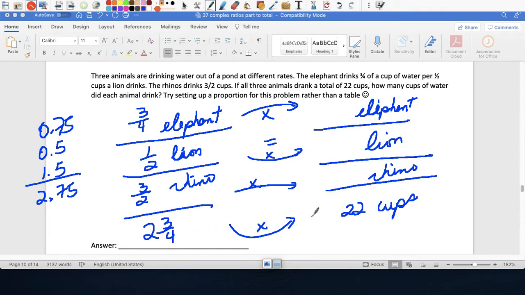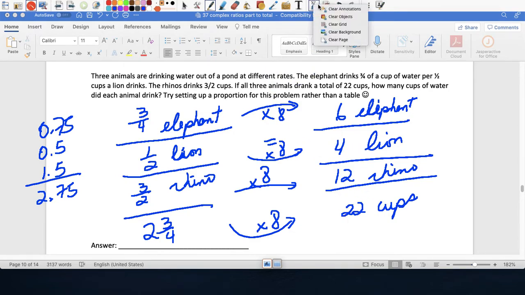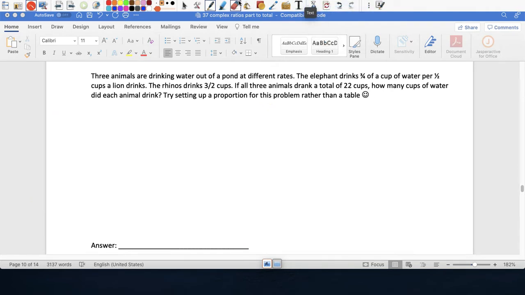And then all you have to do is divide 22 by 2 3/4. And I get a multiplier. It's times 8. So everything is going to be times 8. Half times 8 is 4. That's the easy one. This is going to be 12. And this is going to be 6. So if you add 6 plus 4 plus 12, you get 22. And that could be how you check to see if your answer is correct.